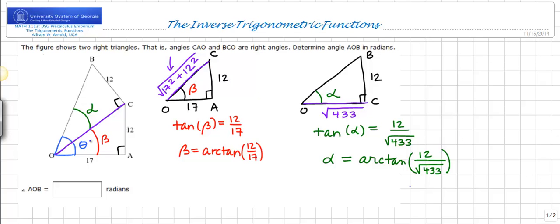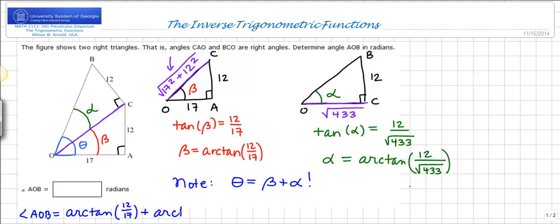This guy, theta. Well, I want you to note that in the figure, the guy we want, which is angle AOB, is actually beta plus alpha. Okay, so angle AOB in radians is actually the arctan of 12/17 plus the arctan of 12 divided by root 433, and the default for WebAssign is radians for arctan, arcsine, arccosine. Okay, so we're good to go.